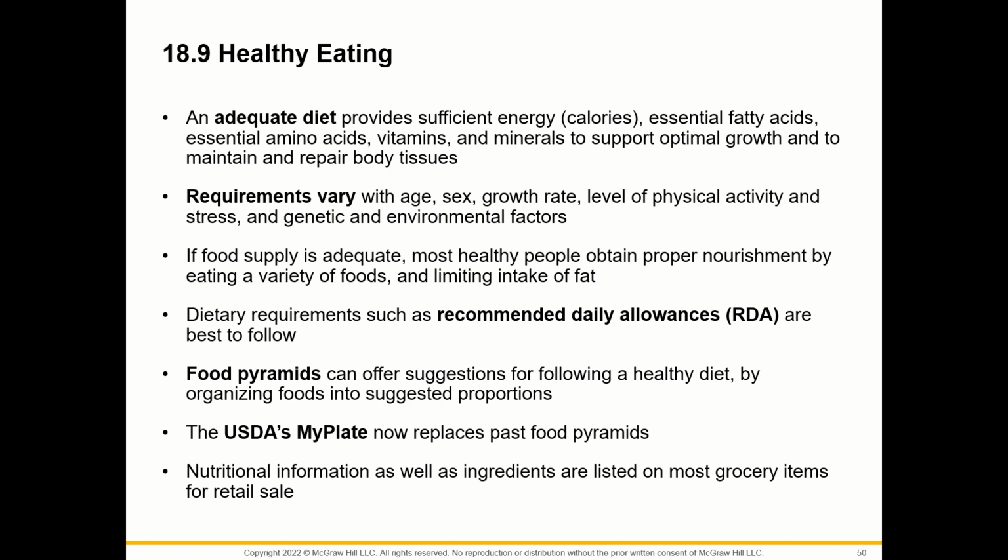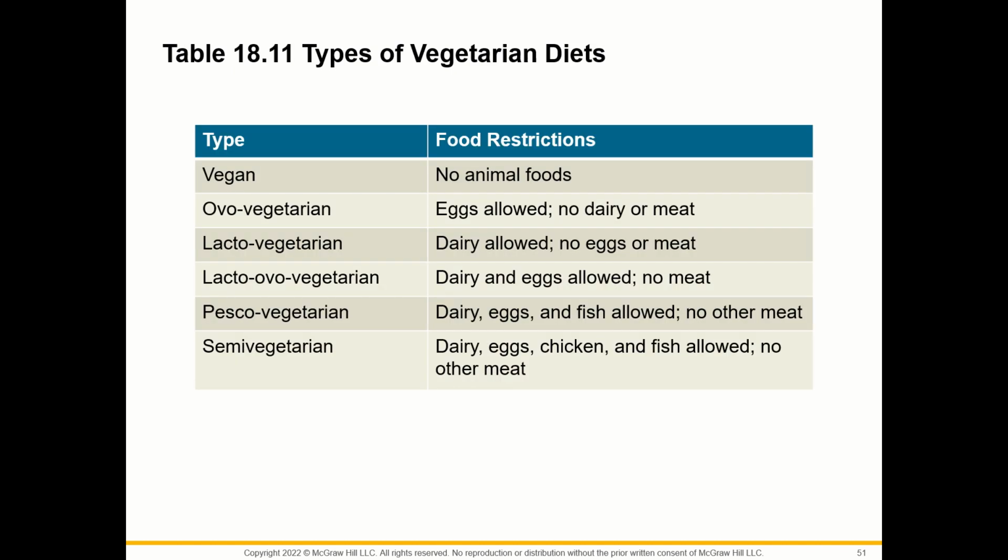Food pyramids can offer suggestions for following a healthy diet by organizing foods into suggested portions. The USDA's MyPlate now replaces past food pyramids. Nutritional information as well as ingredients are listed on most grocery items for retail sale. Table 18.11 illustrates the types of vegetarian diets.